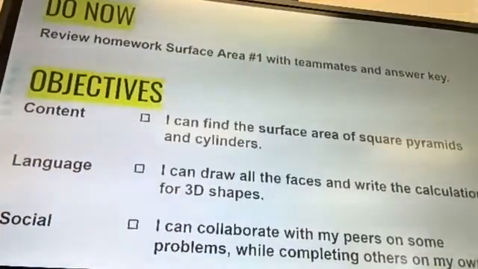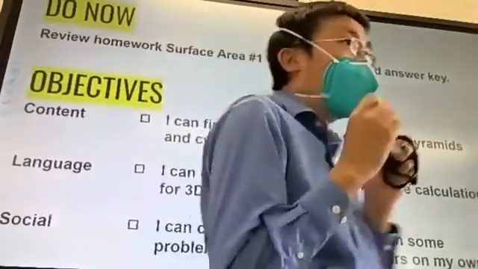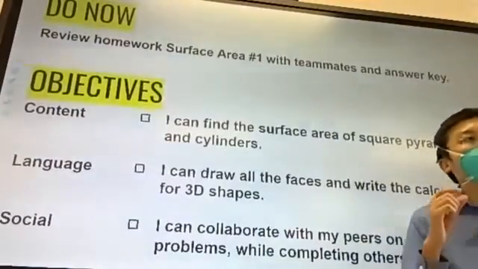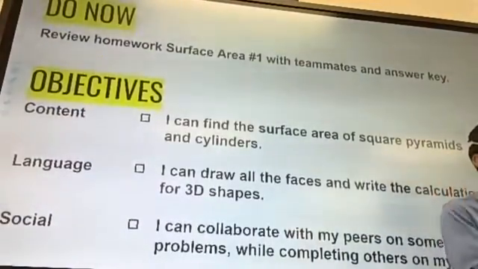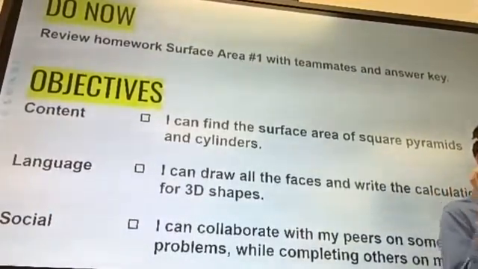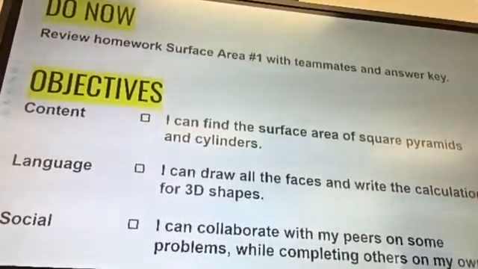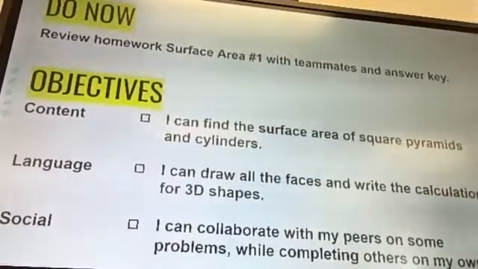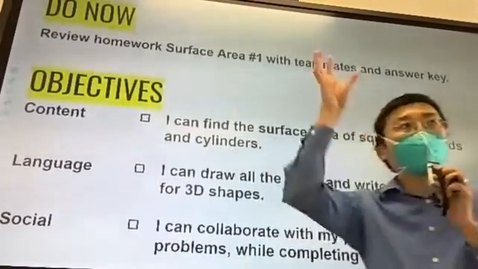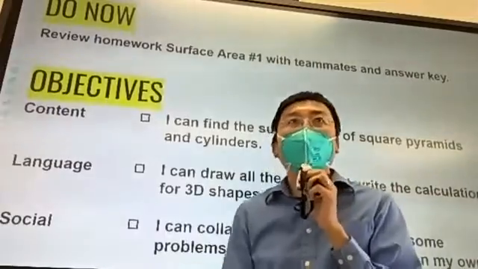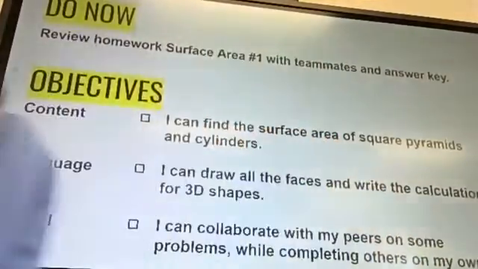Language objective: I can draw all the faces and write the calculations for 3D shapes. The one big difference I noticed between those students who did really well and those students who struggled is drawing out the faces. It's so important to draw the faces so you can count how to do all the addition and multiplication. And then lastly, social objective: I can collaborate with my peers on some problems while completing others on my own. So problem A, you can collaborate, problem B on your own.